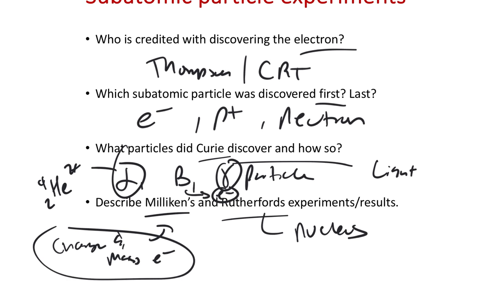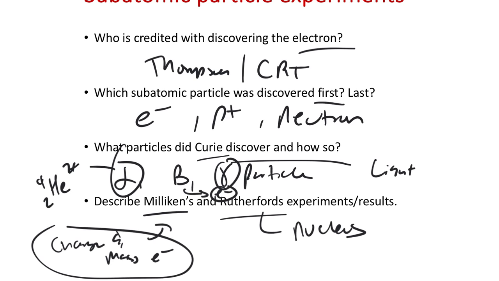So Thomson discovers the electron in the cathode ray tube experiment. Millikan discovers the charge and mass of the electron through the oil drop experiment. Through suspended oil droplets with the charge, deflected by an electric field, they could determine the mass and charge of the electron through that experiment.